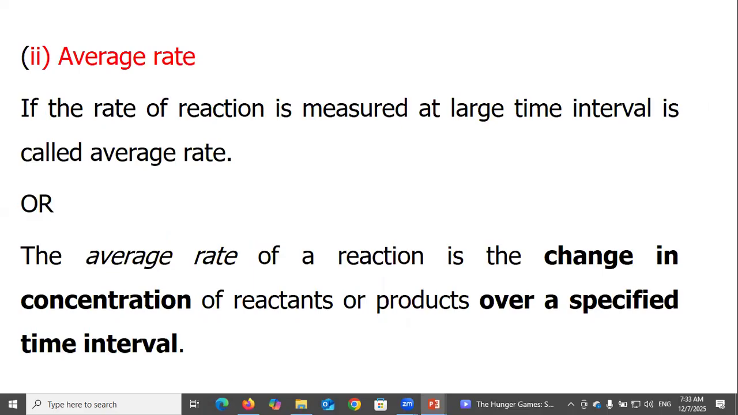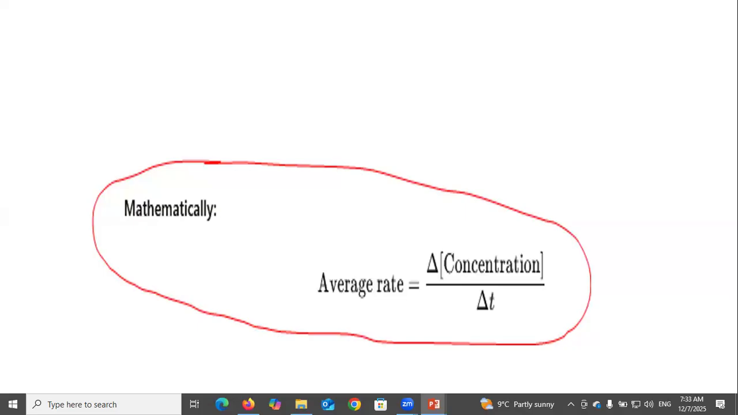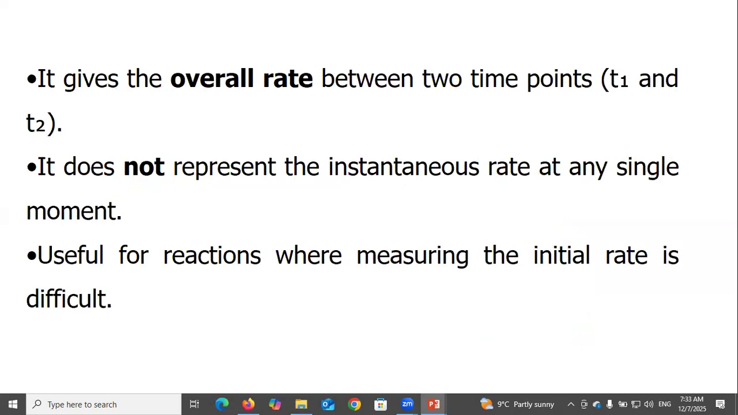Average rate. If the rate of reaction is measured over a large time interval, it is called average rate. Also, we can define the average rate of reaction as the change in concentration of reactants or products over a specified time interval. Mathematically, average rate equal to delta concentration over delta t. It gives the overall rate between the two time points, t1 and t2. It does not represent the instantaneous rate at any single moment. Useful for reactions where measuring the initial rates is difficult.